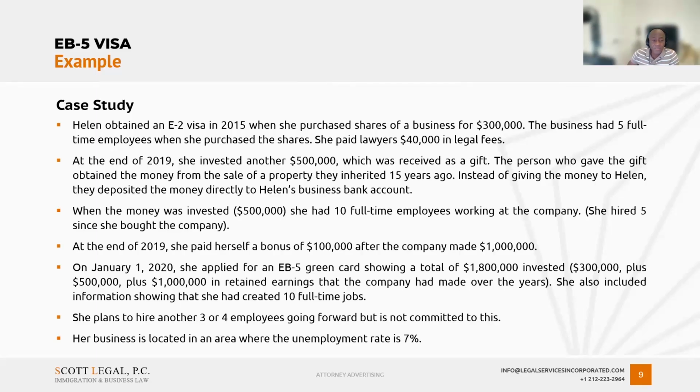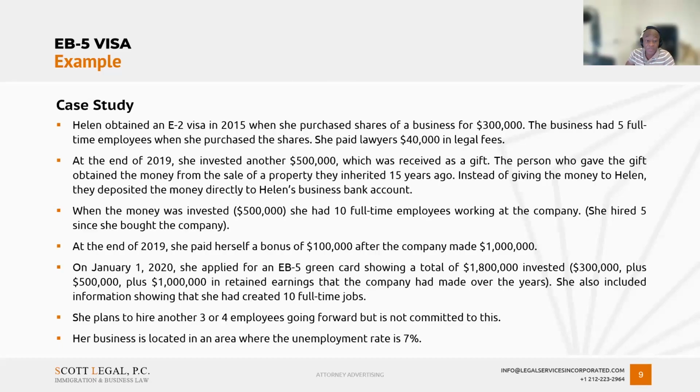Now let's look at a few things here to illustrate points we've talked about. One is the $300,000 that she spent to buy the business. That money went to the seller, so it doesn't count as EB-5 investment. That's useless in terms of reaching the 800,000 that is required in this investment. The 500,000 that she received as a gift is likely not going to count either, because the money went directly into the business bank account rather than going to Helen first in her personal account.